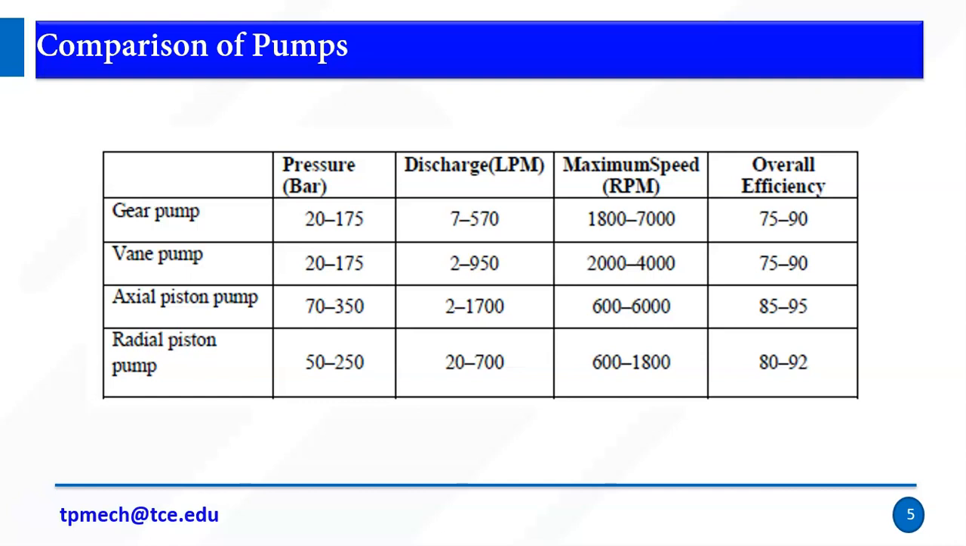And if you consider the efficiency part, right? Here we are going to compare overall efficiency. Still, we have two more efficiencies called mechanical efficiency and volumetric efficiency. The product of these two we call overall efficiency, right? The maximum overall efficiency we can get from the axial piston pump, and then the radial piston pump, and then vane and gear. So vane and gear have the same overall efficiency, right?